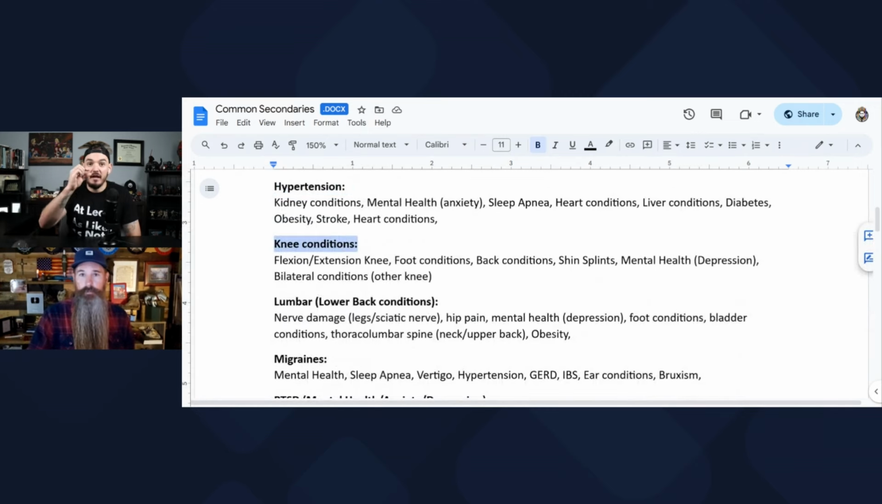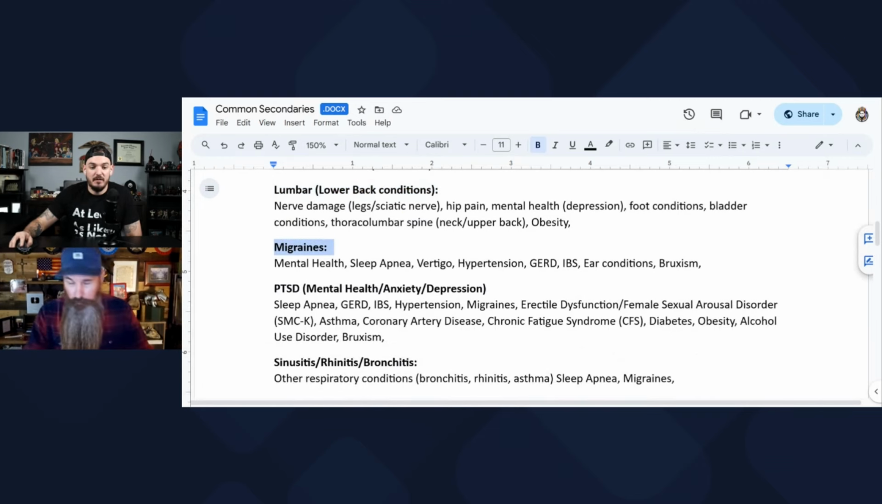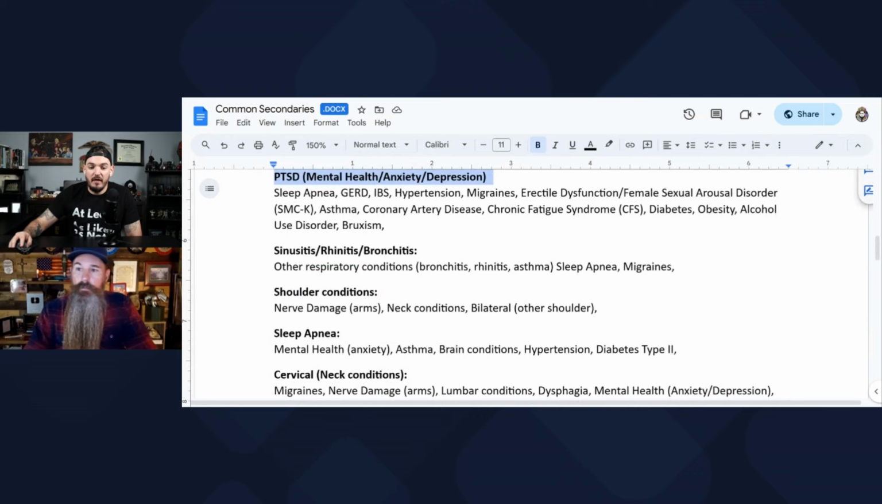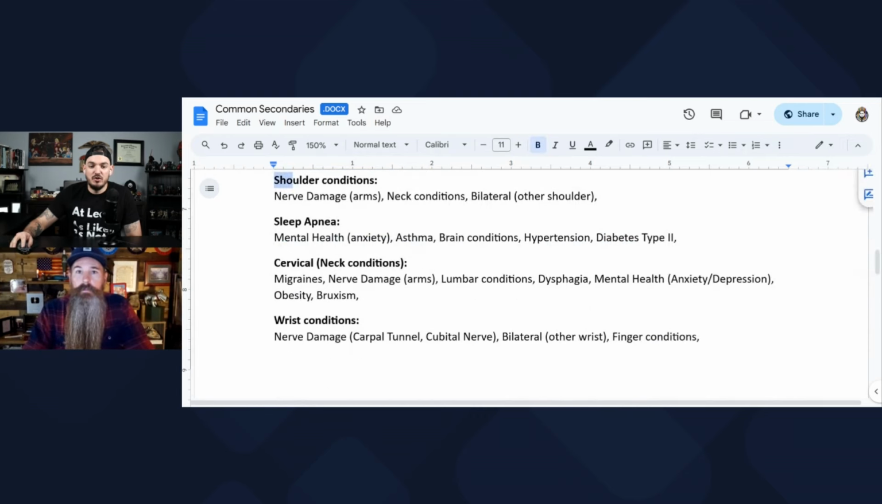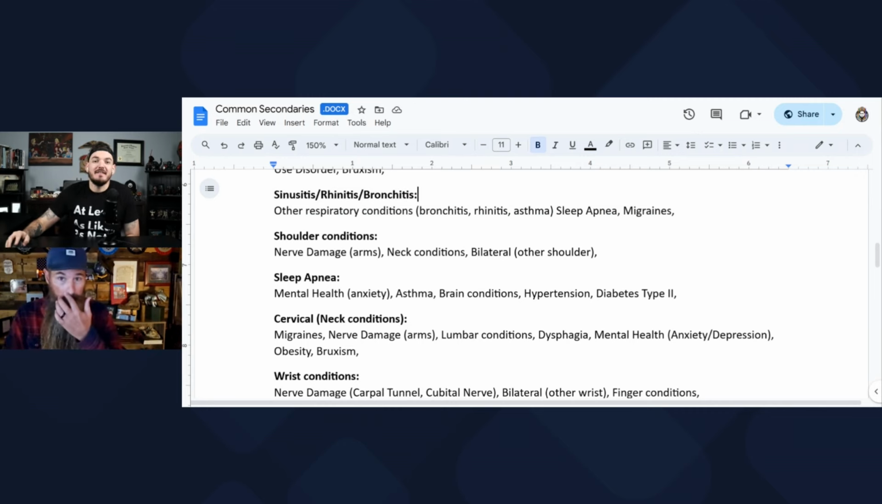I did it by body system. The VA rates body systems. So your lower back, lumbar spine, you see migraines here. Mental health has a lot. You see some respiratory conditions, shoulders, sleep apnea. I took sleep apnea out of respiratory because although it's similar, it's not the same, okay? And there are some secondaries that stem from sleep apnea that would not stem from rhinitis and sinusitis, so to speak, like hypertension would be one.